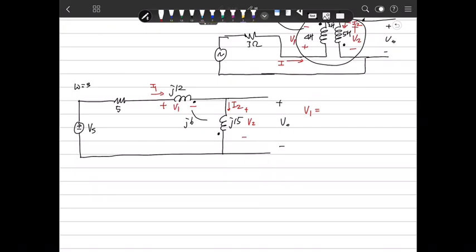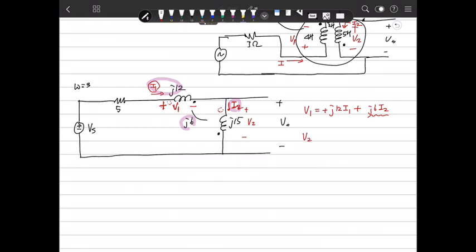V1 has 2 terms. What is that? This term and this term. We have 2 terms: j12 I1 and j6 I2. The I1 is going into the positive V1, so it will be positive, and I2 goes to the non-dot terminal. Therefore, this voltage is positive. The same thing here, so this is positive.